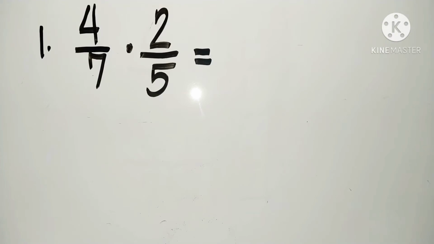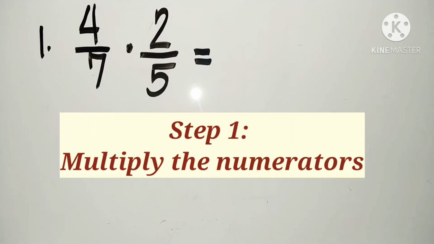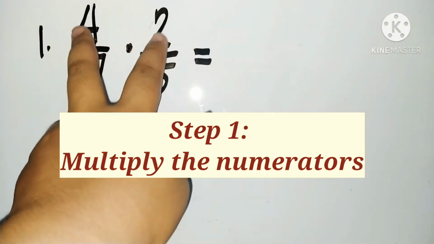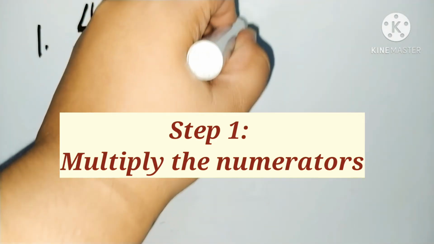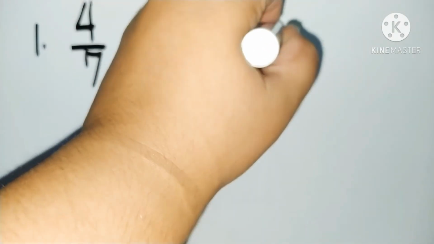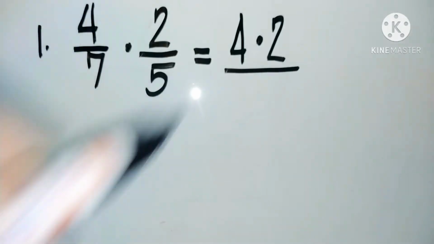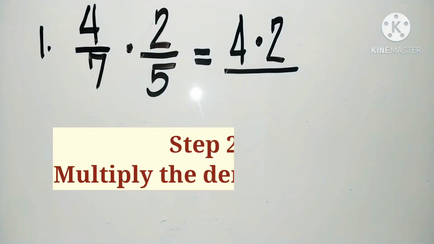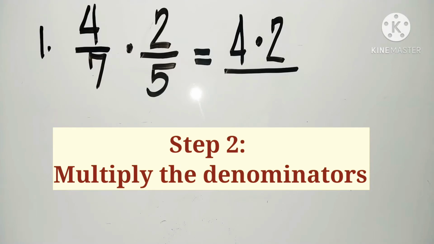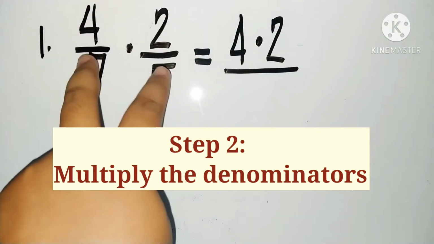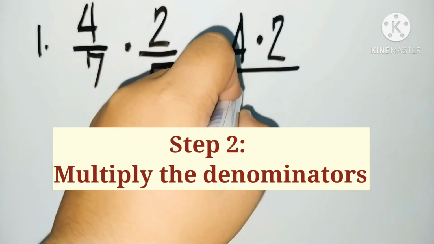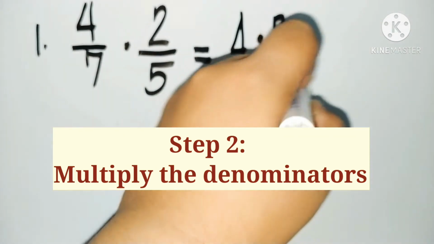Ang una nyo munang gagawin sa pag-solve ng ganitong problem ay, first, multiply the numerator. Ang numerators ay yung mga number na nasa itaas. Ito yung 4 at saka 2. So, magiging 4 times 2 over, step number 2, multiply the denominator. Yung denominators ay yung mga nasa ilalim ng numerator, which are 7 and 5. So, magiging 7 times 5.